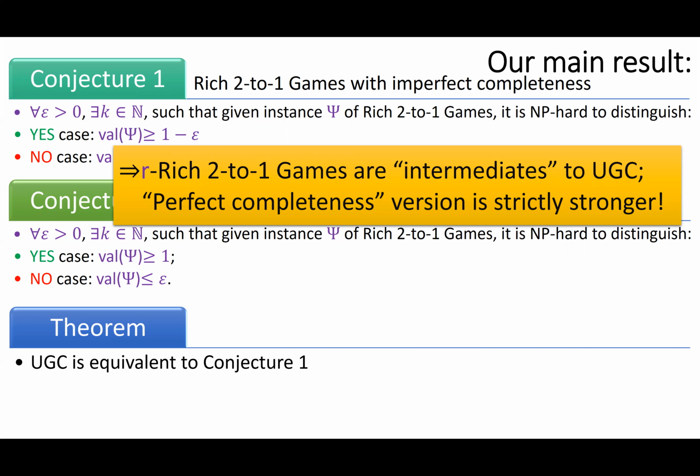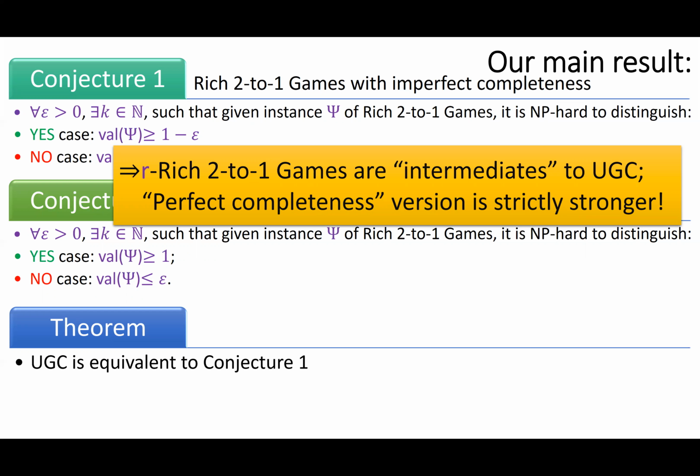So it means that if you look at R-rich 2-to-1 games, where R is not full, then these problems are intermediate problems between UGC and 2-to-1 games. So you can think about it as sort of a ladder between 2-to-1 games and unique games, and the higher in the ladder you go, the closer you get to unique games. So it makes sense that in order to make further progress on UGC, we'd have to develop some tools that show hardness for rich games.